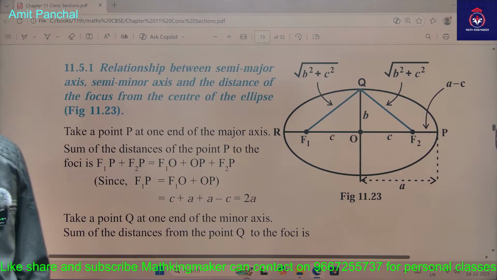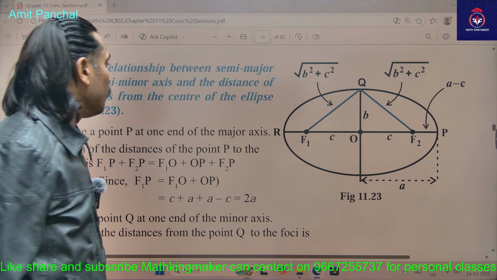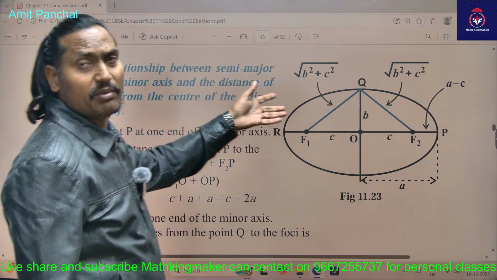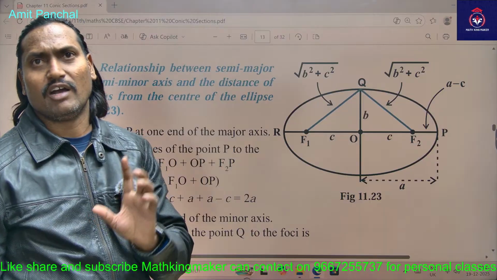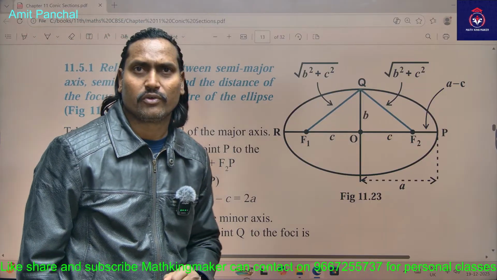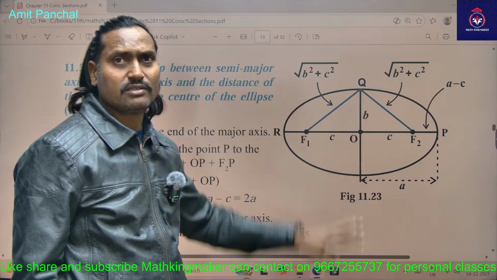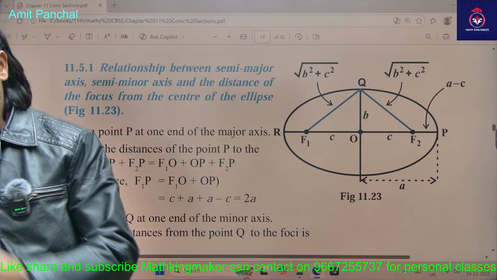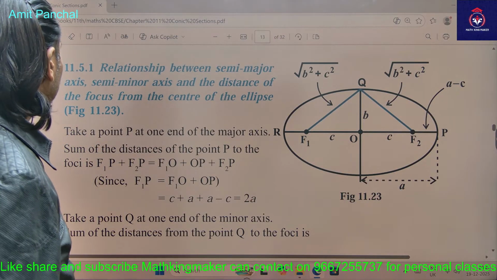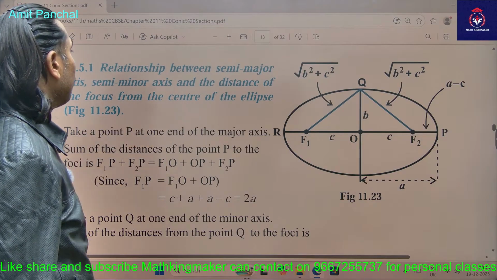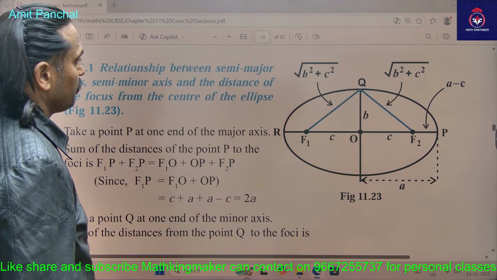If the length of major axis is 2a, then we say semi major or semi minor. Semi major means half of major axis, which will be a only. So that is said to be semi major axis or semi minor axis. Now the relationship between the semi major axis, semi minor axis and the distance of the focus from the center of the ellipse.